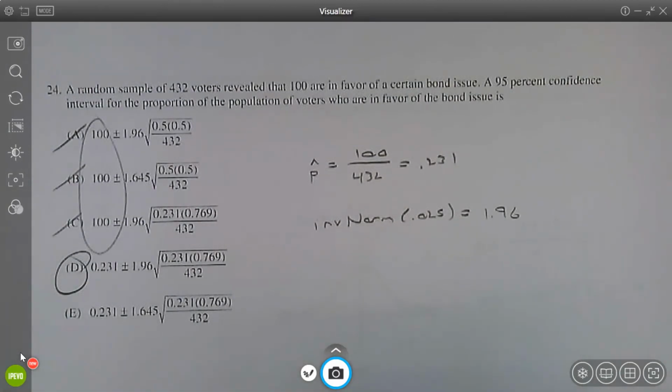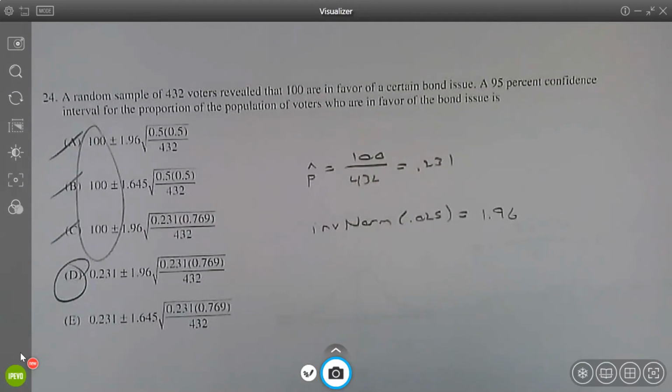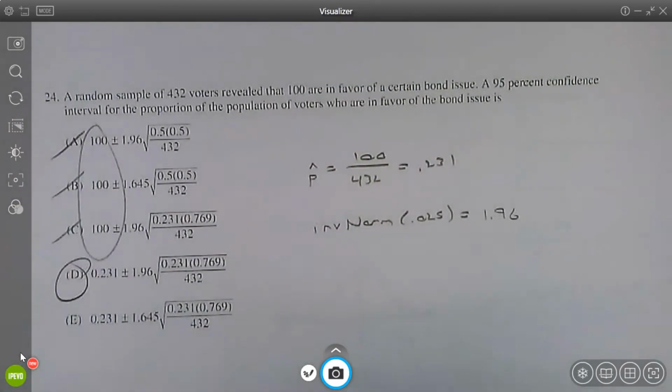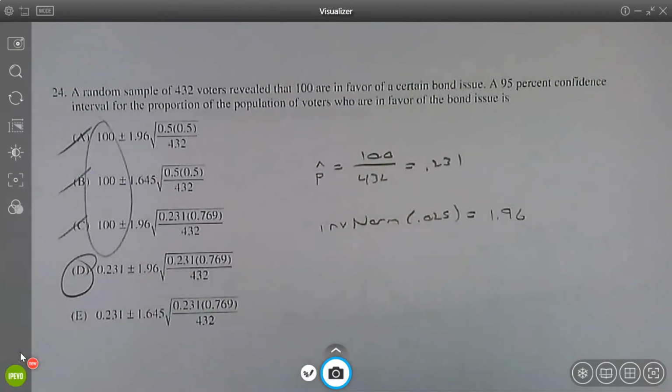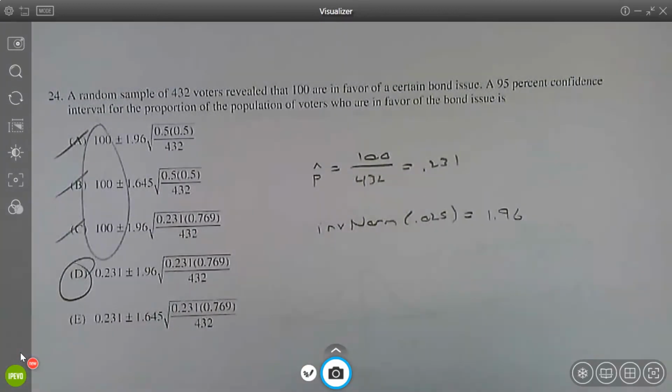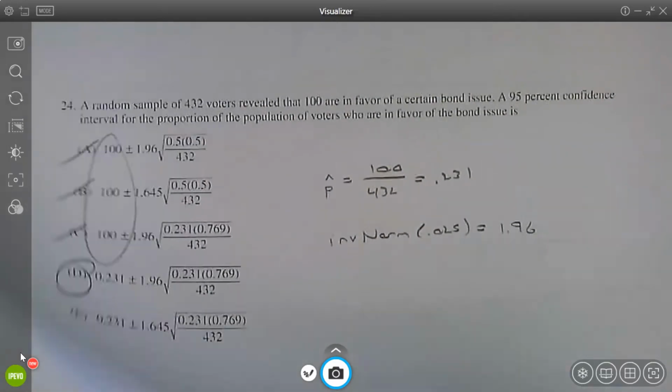24, they're setting up a confidence interval for a proportion. So the sample proportion, 23%. That's your statistic, so A, B, and C are out. The only difference between D and E is the critical value. It's a proportion, so I'm using the normal distribution. Inverse norm of 0.025 gives me that critical value of 1.96. So correct answer is D.